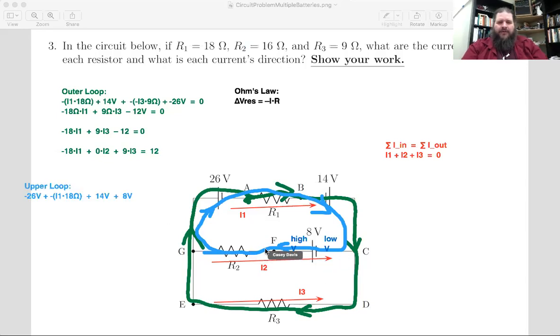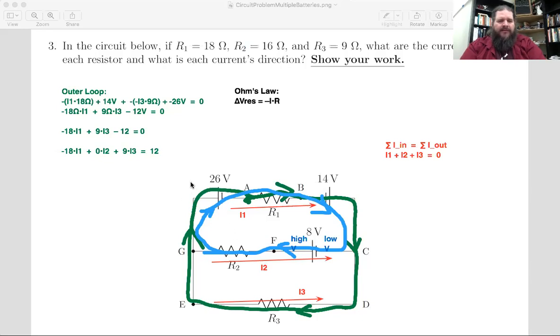Then we travel through R2 backwards. So how would we write that? Is it like how it was before for R3? So like minus negative I2 R2? Yeah, exactly. We're going to get that double negative again because we've got a negative IR because it's a resistor, but also we're going through it backwards relative to the direction we defined for current. So it's negative I2 times R2, which was 16 ohms.